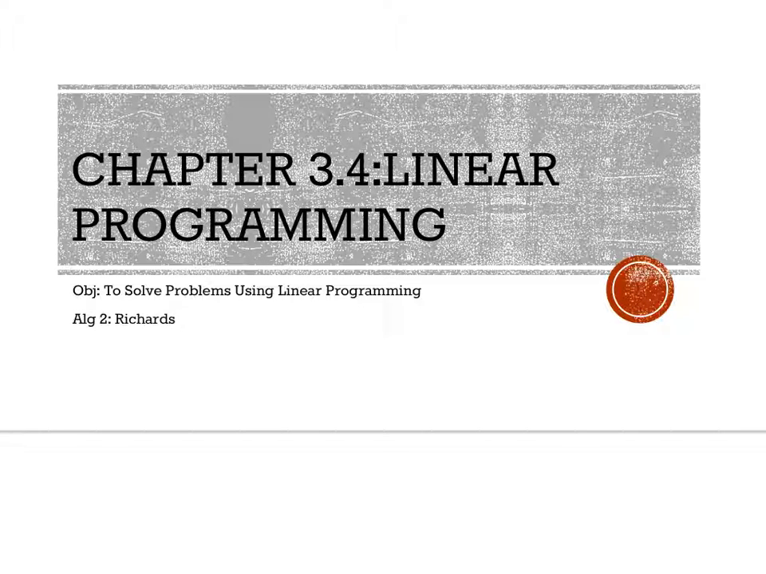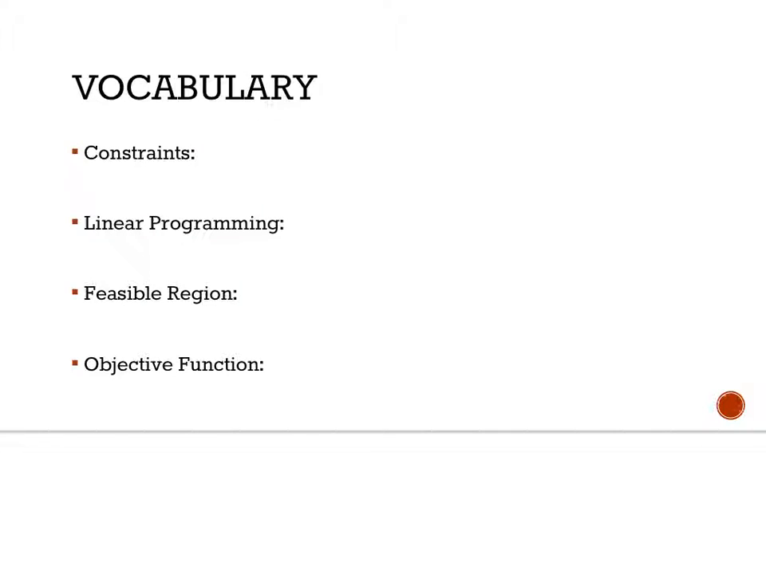Chapter 3.4, Linear Programming. From this video, you should learn to solve problems using linear programming. There are 4 vocabulary words that you really need to know before we start this lesson. The first is constraints. Constraints are just limits on your system. I'm going to write just limits.